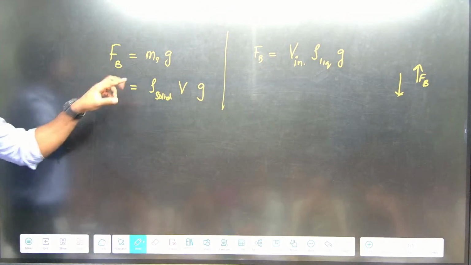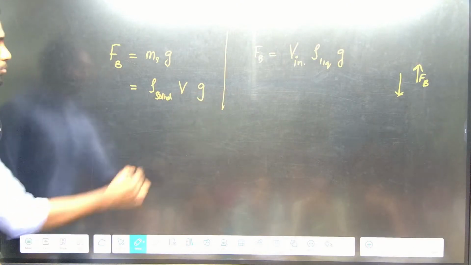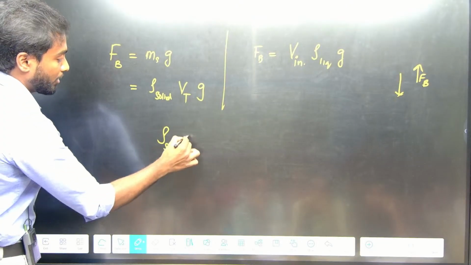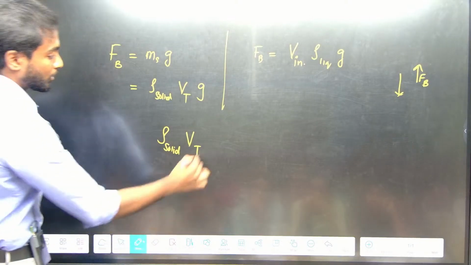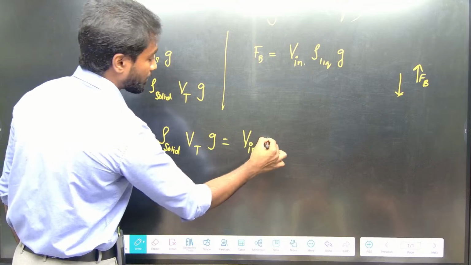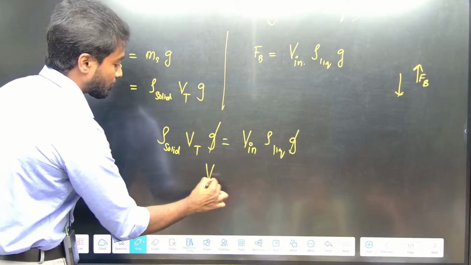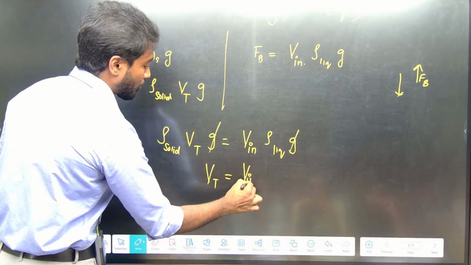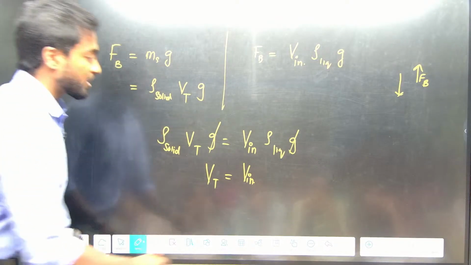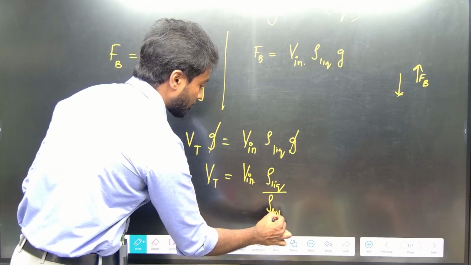If equilibrium condition means, yes, no? So can I equate both of them? So this is total volume. So density of solid, volume of the total, and g will be equal to volume which is in the container, density of the liquid, and g. So g and g will get cancelled. V total will be equal to volume which is present inside the container after displacing the object, density of the liquid by density of the solid.